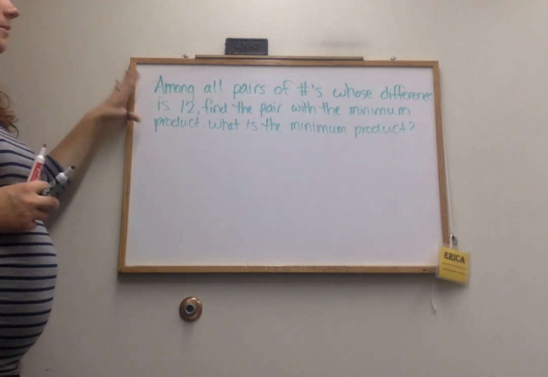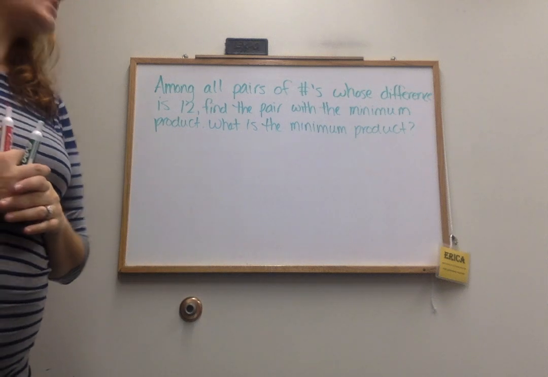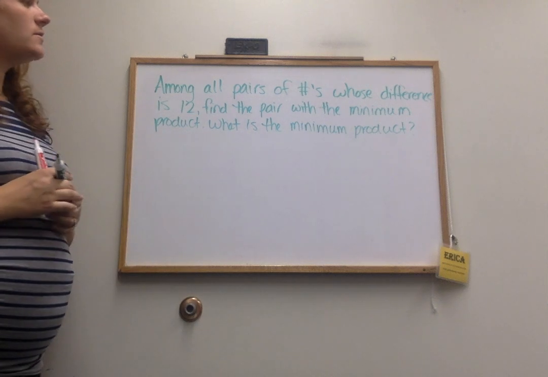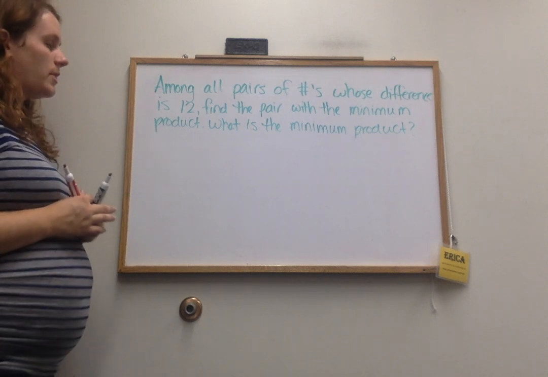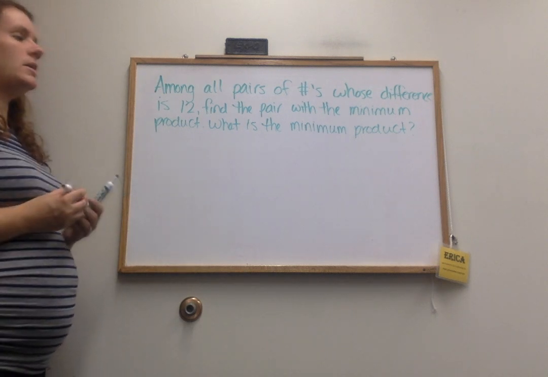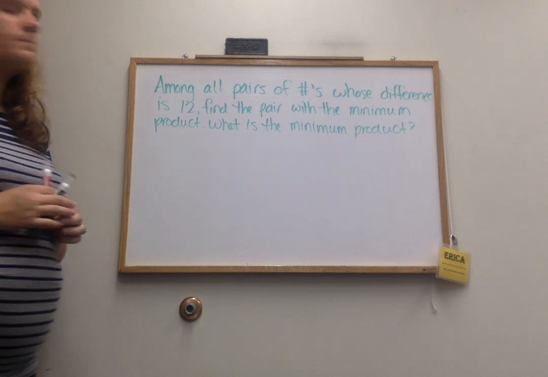All right, so here's our problem. It's almost identical to what we looked at on Thursday. It says, among all pairs of numbers whose difference is 12, find the pair with the minimum product. What is the minimum product?